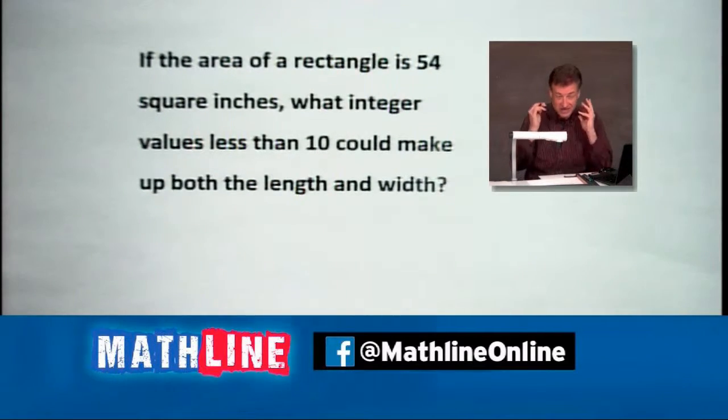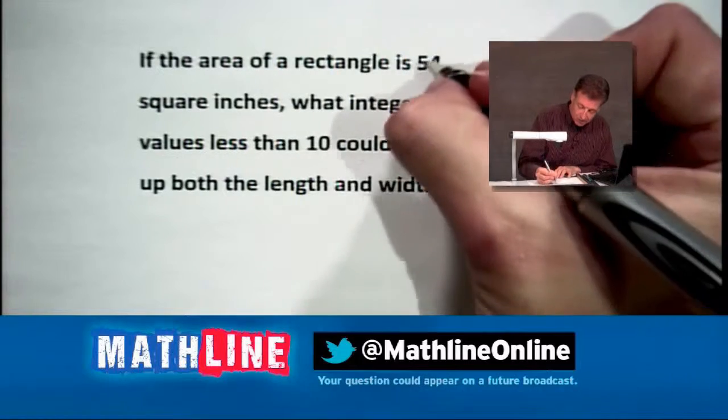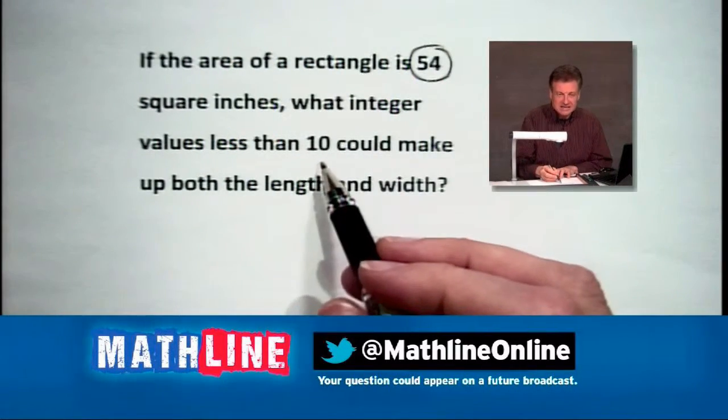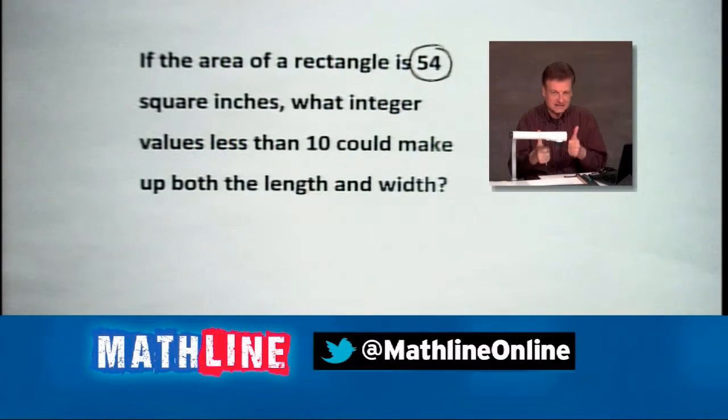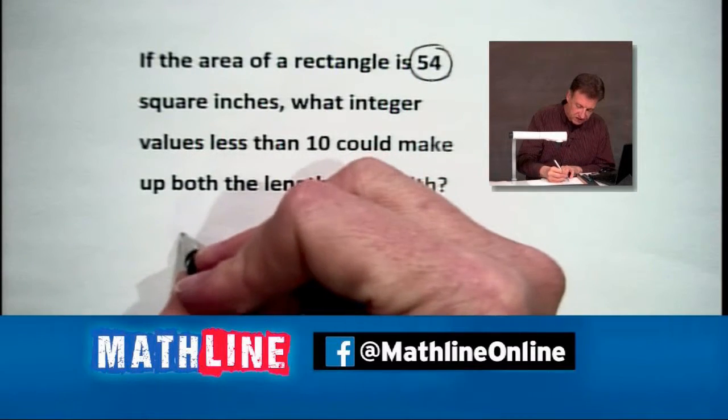So that makes me start thinking, could it make up both the length and the width? All right, 54 is the magic number. And being less than 10, that simply tells me they're going to be single-digit numbers. All right, they're going to be single-digit integer values. So I'm already thinking I know what the answer is, but let's look at other options. There are a lot of options that could give you 54 that are integers. Let's talk about them.